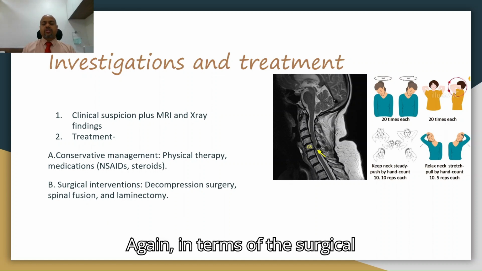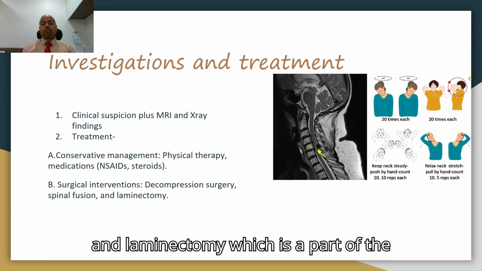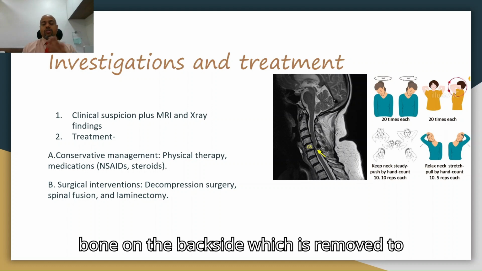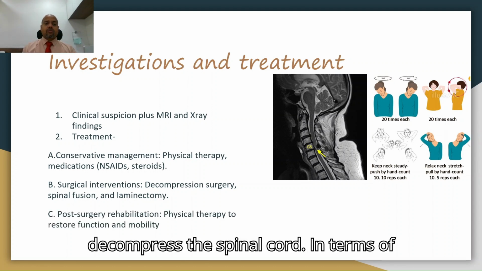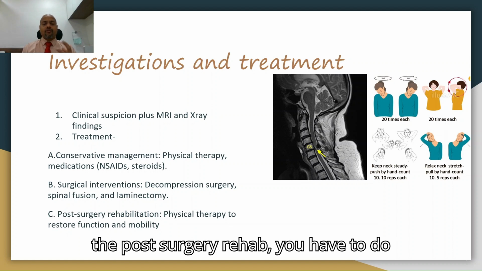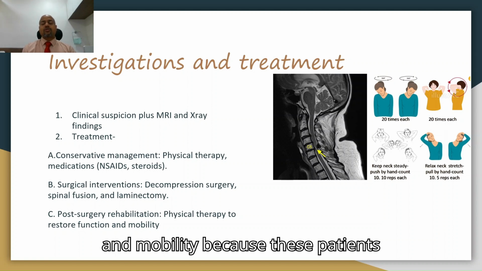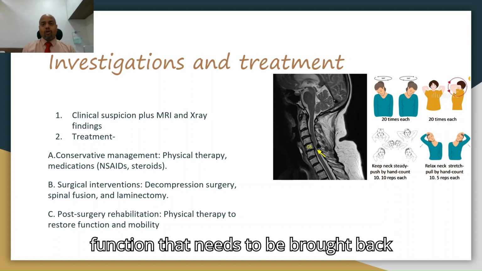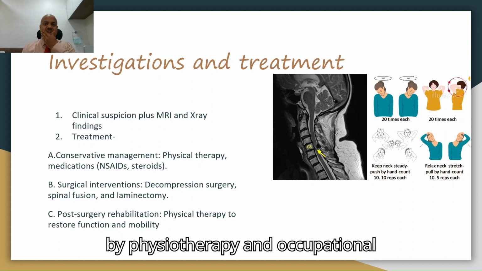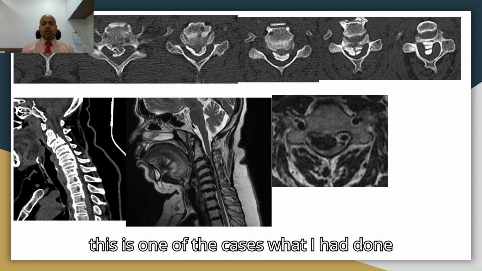Again, in terms of the surgical intervention, you can go for decompression surgery, spinal fusion, and laminectomy, in which part of the bone on the backside is removed to decompress the spinal cord. In terms of the post surgery rehab, you have to do physical therapy and restore the function and mobility, because whatever these patients have lost in terms of function needs to be brought back by physiotherapy and occupational therapy. Okay, now this is one of the cases I had done before.